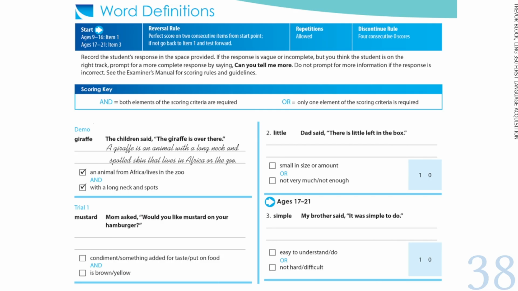Word definitions. This is understanding the robustness of meaning. So, there is little left in the box. What does little mean? There are some different meanings here. Maybe there's just a little bit left, or maybe there's not enough left. Either of those would be okay.